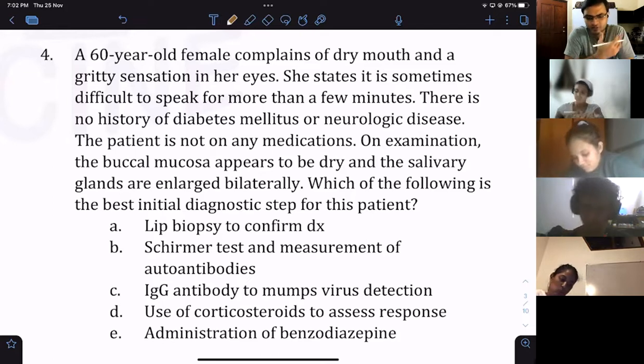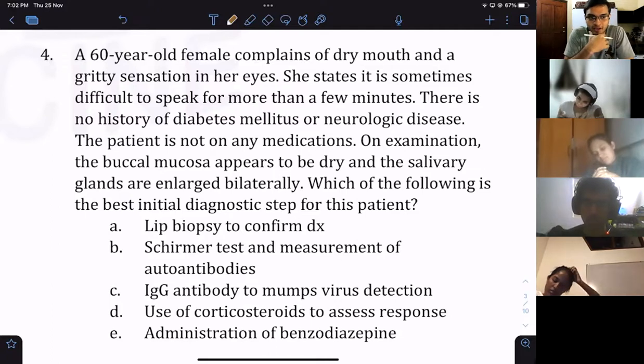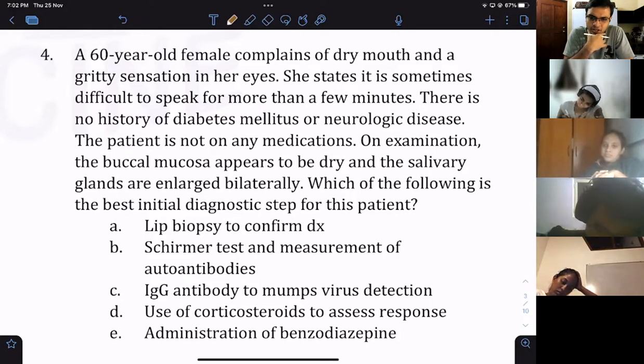Look at this. A 60-year-old female complains of dry mouth and a gritty sensation in her eyes. Word to word, this is how it comes, guys, in questions. She states it is sometimes difficult to speak for more than a few minutes. There is no history of diabetes mellitus or neurologic disease. Why are they giving you all this diabetes mellitus story here, guys? What do they want you all to exclude?